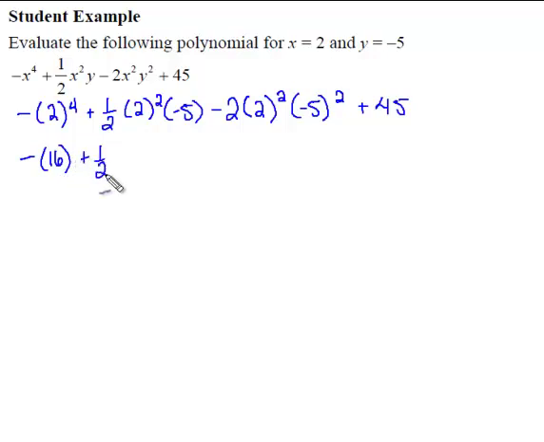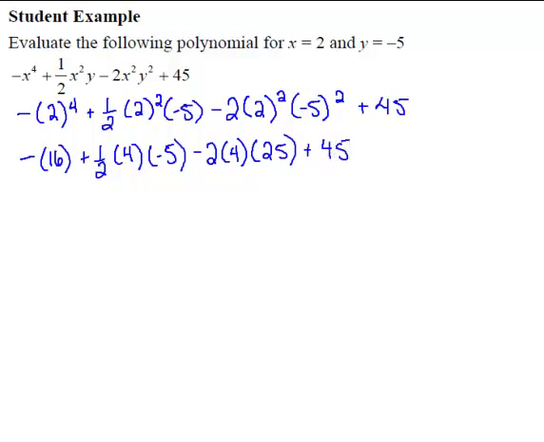Plus 1/2. 2 to the exponent 2 is 4, -5, minus 2. 2 to the exponent 2 is 4. -5 to the exponent 2 is 25, plus 45.